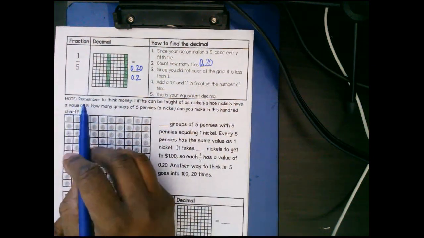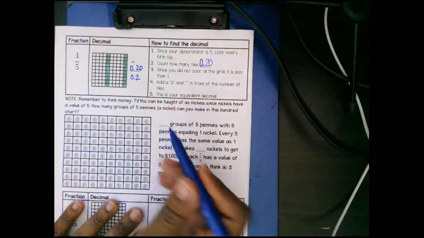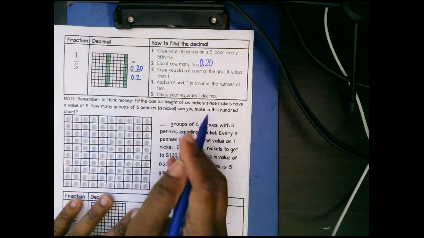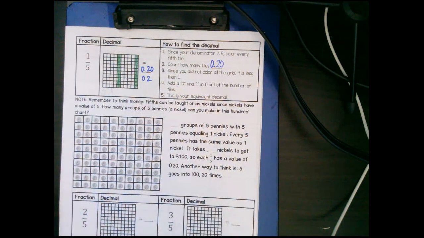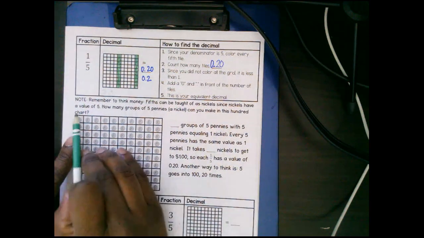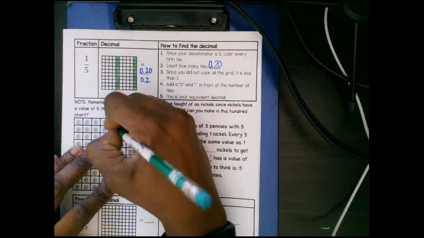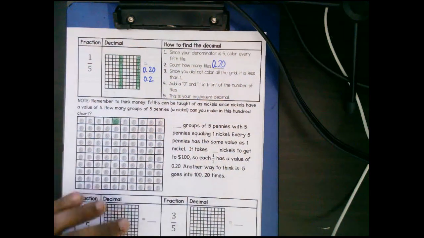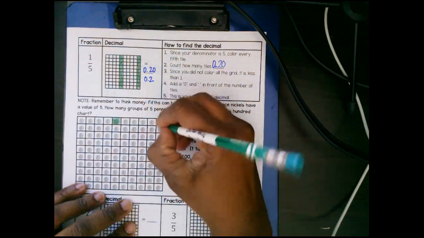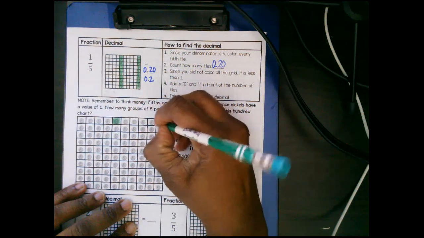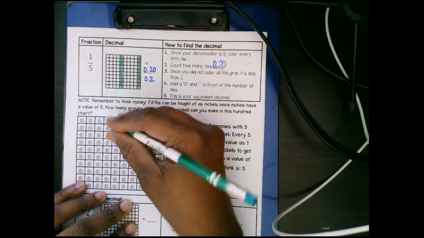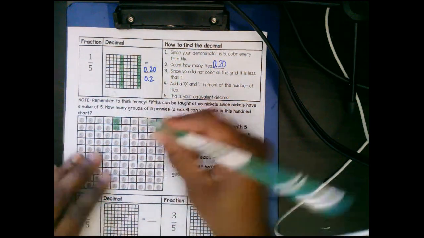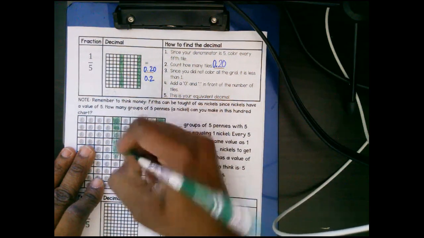A reminder, remember to think money. Fifths can be thought of as nickels, since nickels have a value of 5. How many groups of 5 pennies, or 1 nickel, can you make in this hundredths chart? So let's find out. 1, 2, 3, 4, 5. I think it's going to be the same thing as this one. Do you agree? Let's find out. Here's my nickel. 1, 2, 3, 4, 5. Yep. Let's go ahead and acknowledge the pattern.